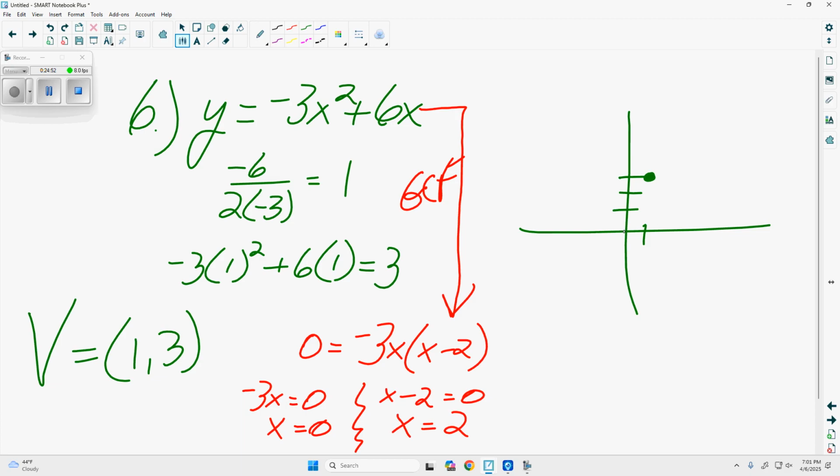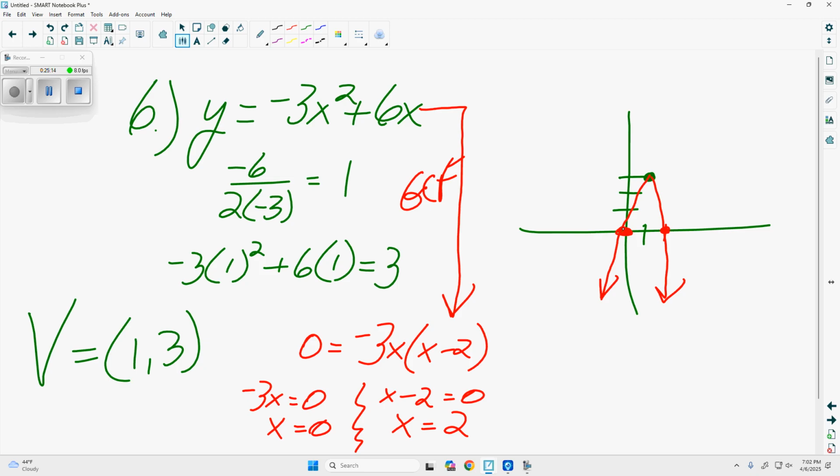So there's going to be a dot right here because that's one of the roots. And there's going to be a dot right there because that's one of the roots. And you know that this parabola opens down. Let's just make that dot, whoa, look at that. It went through the dot.